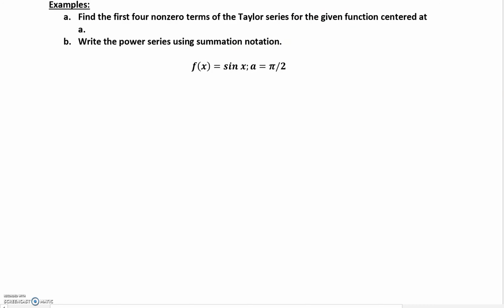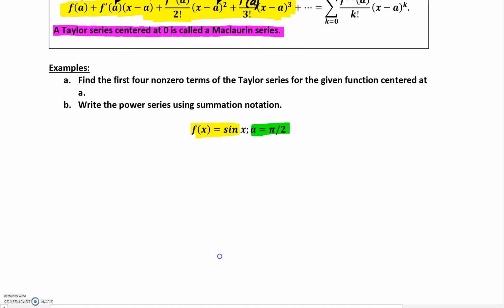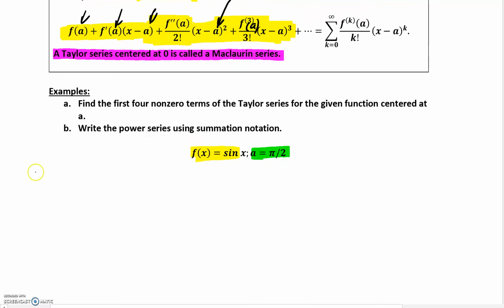A, find the first 4 non-zero terms of the Taylor series for the given function centered at a. B, write the power series using summation notation. The function is f of x equals sine of x, and the point a is pi over 2. So, we want to do the Taylor series. If we take a look at the formula, we need f of pi over 2, which is sine of pi over 2, which is equal to 1.